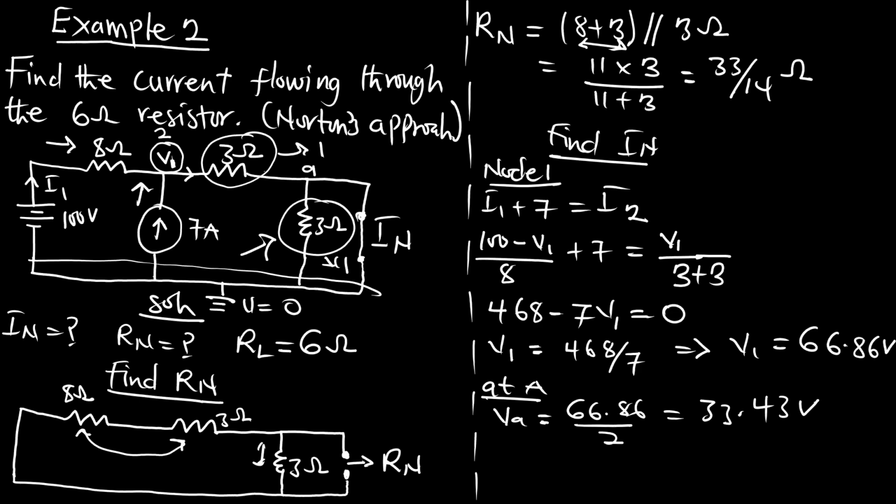And now what do we know? We know that the voltage across the 3 ohm resistor is 33.43. It is also parallel to the voltage across the IN. And what do we know for parallel voltages? They are equal. So voltage across the IN is equal to voltage across A, which is equal to 33.43. Now we know the voltage. We also have to find the resistance. We know the total resistance in the circuit so that we can use that to find the IN. It is very simple.